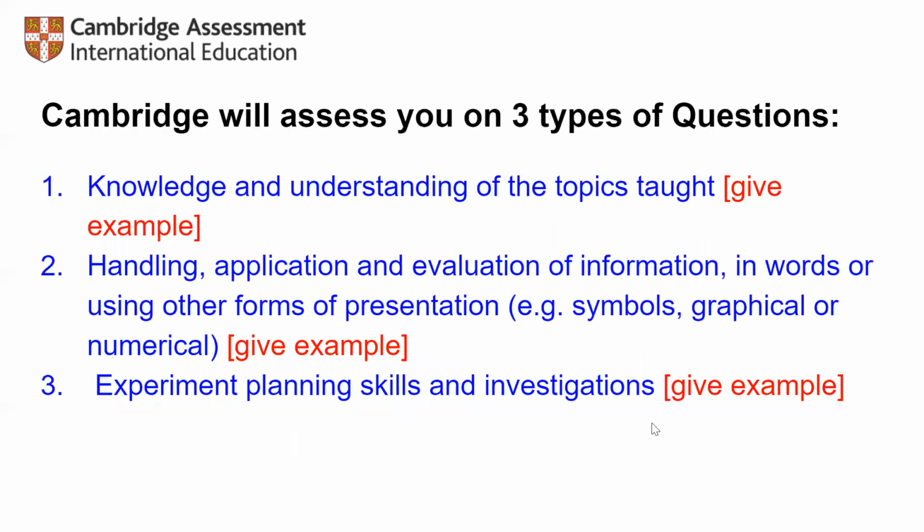So what type of assessment objectives come under these exams? Cambridge will assess you on 3 types of questions. The first category of question is purely based on your knowledge and understanding. So when you're learning a chapter, you're learning new objectives. You're gaining more biological knowledge. You are also understanding some processes.